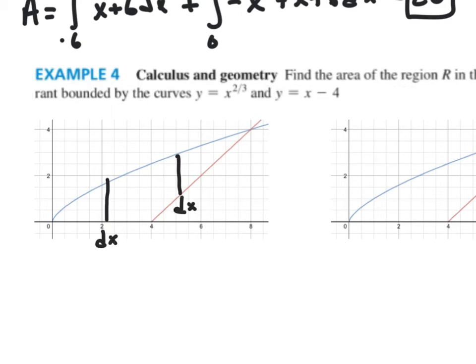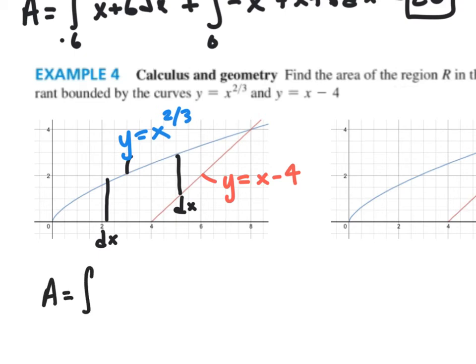And then I'm going to label this as, say, y equals x to the 2/3 power. And then this function down here is y equals x minus 4. Okay, so let's set up our integral for our area. And our area is going to be the integral from 0 to 4. I'm just finding this area right here up to 4.